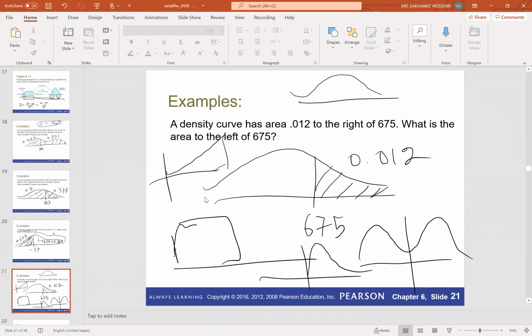Since the area to the right of this is 0.012, and we know this is a density curve, the area on the left will be 1 minus 0.012. That means 0.988. Yeah, you're getting the correct answer. That's great.